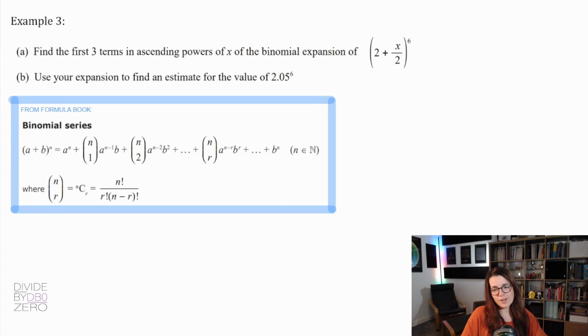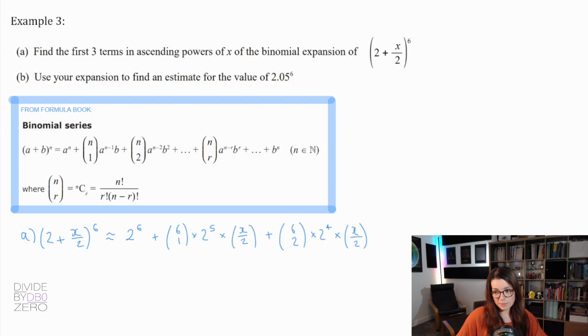Last example, find the first 3 terms in ascending powers of x of the binomial expansion of that. And then part B, use your expansion to find an estimate for the value of that. Part A, more of the same. Let's use the formula. (2 plus x over 2) to the power of 6, according to the formula, is this. I'm only going to worry about the first 3 terms because that is what was specified. I'm going to simplify this by typing into my calculator, being careful with brackets. And I get this, 64 plus 96x plus 60x squared. That's it for part A.